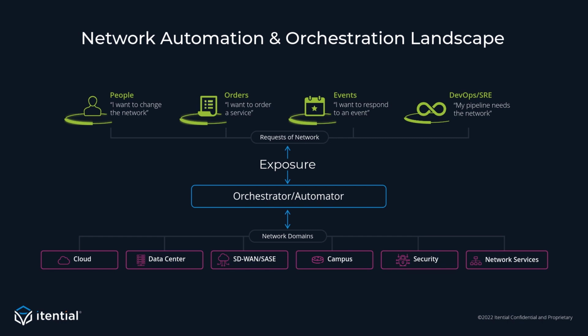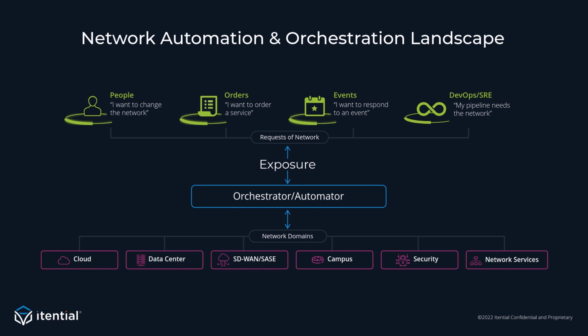Before we dive into network as a service and NaaS related concepts, I wanted to ground the conversation with a model we use at Itential to describe the network automation and orchestration landscape. We think about it as three layers. At the top, that layer in green, those are the people and systems and applications that are requesting orchestration and automation activities from the automator.